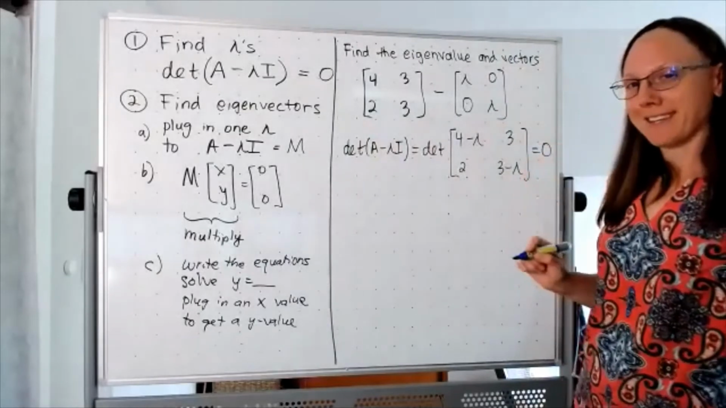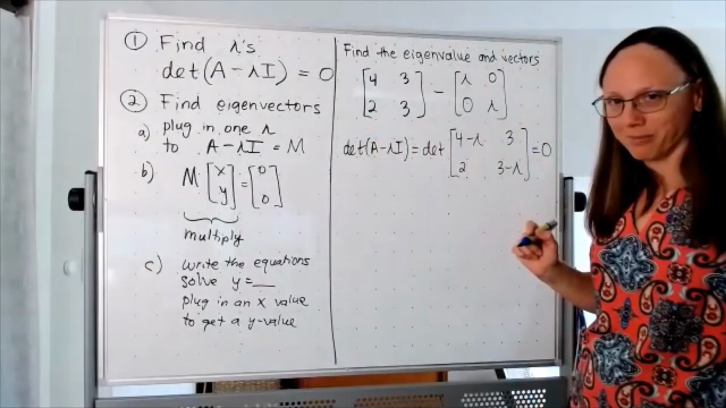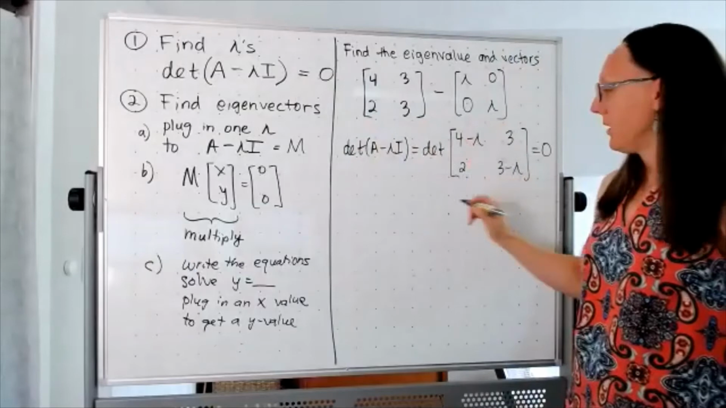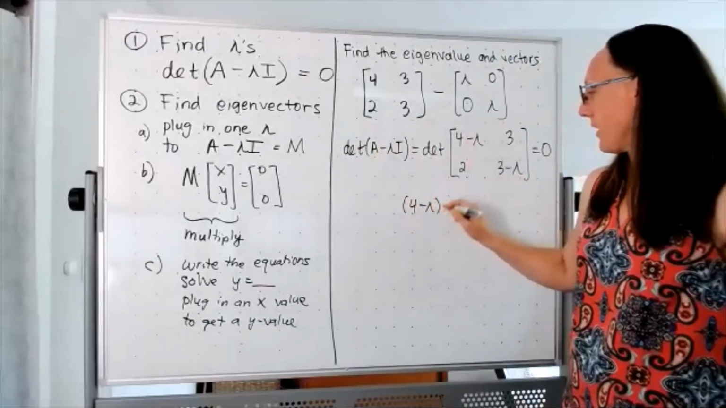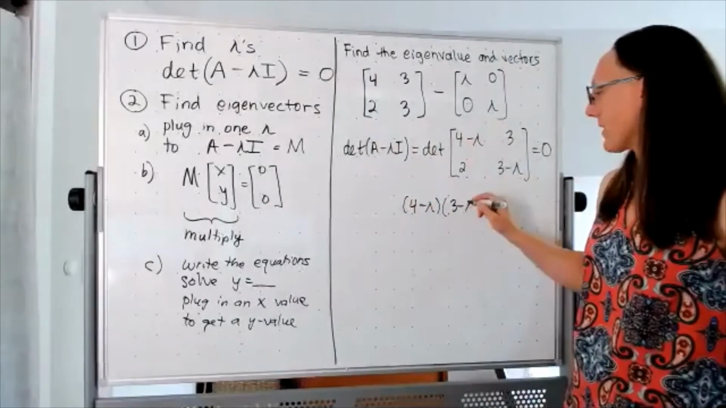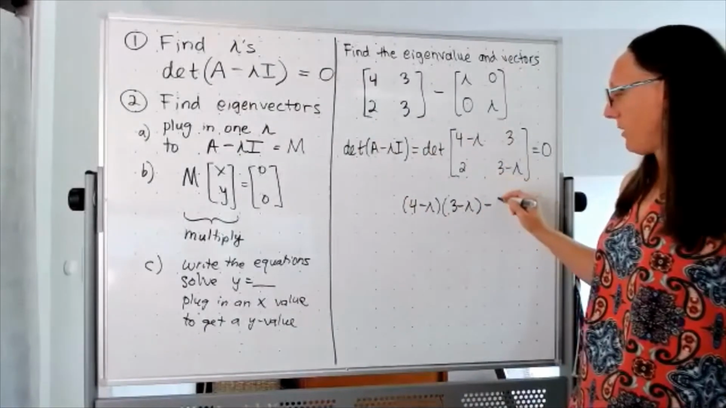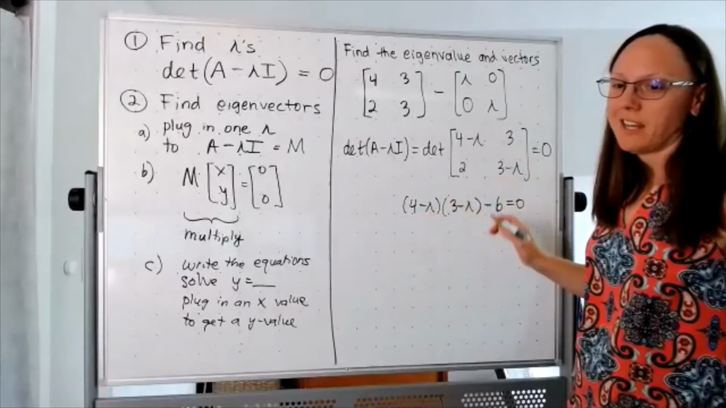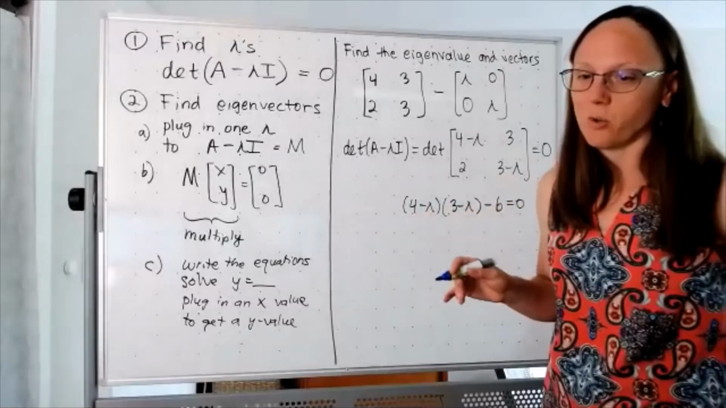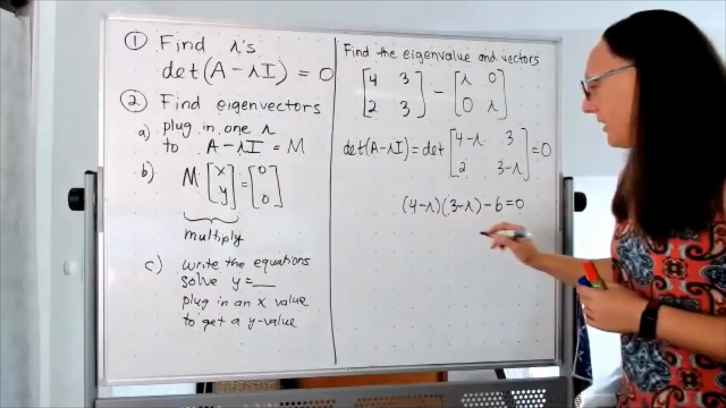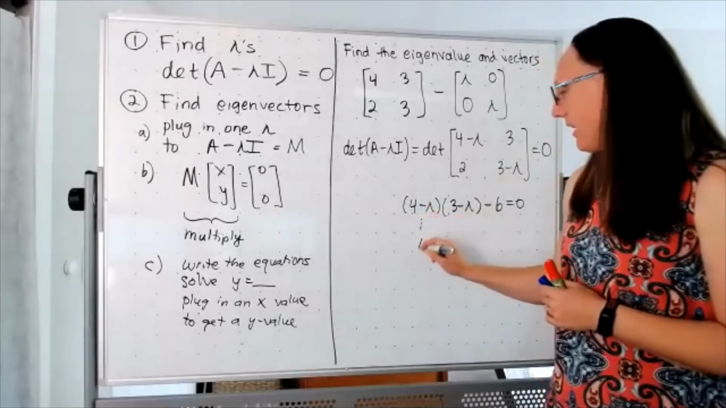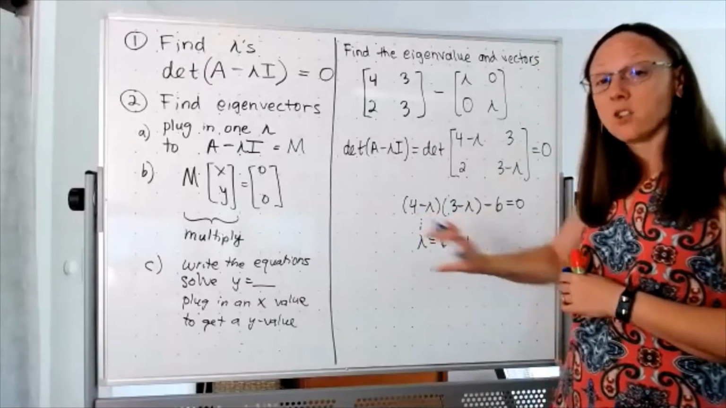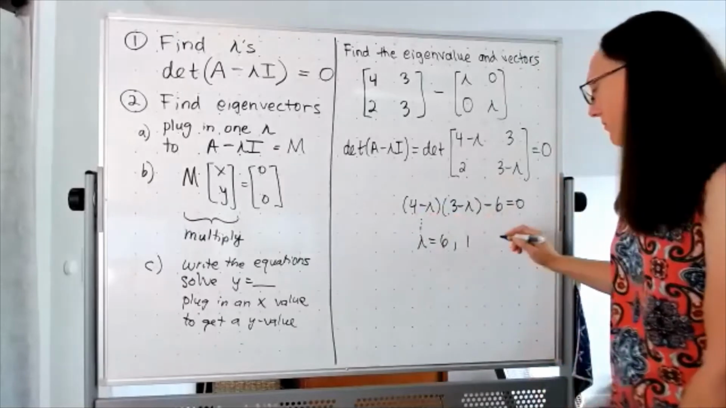You might recognize this equation from our warm-up problem. When I take the determinant, I've got (4 minus lambda) times (3 minus lambda) minus 2 times 3 is equal to 0. We already solved this in the warm-up problem, so I'm going to jump straight to our answer. After you solve that, we're going to get 6 and 1. So these are my two eigenvalues.